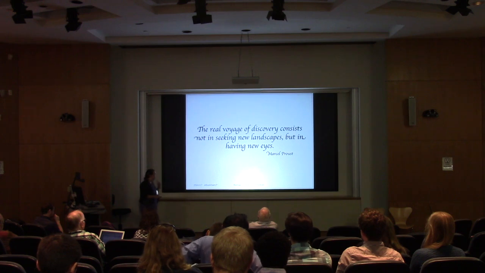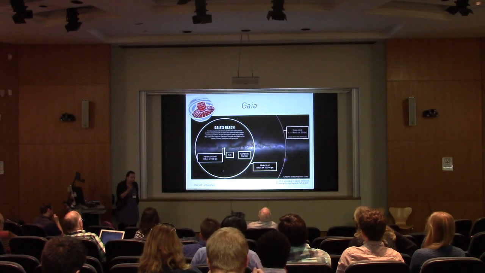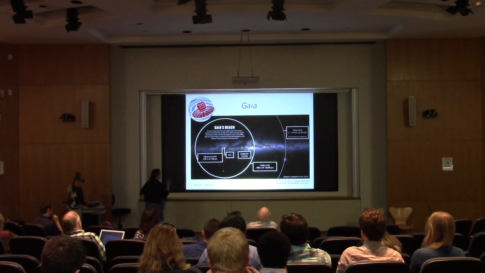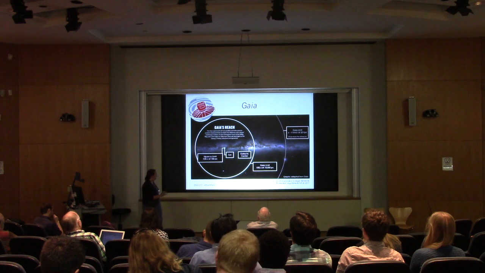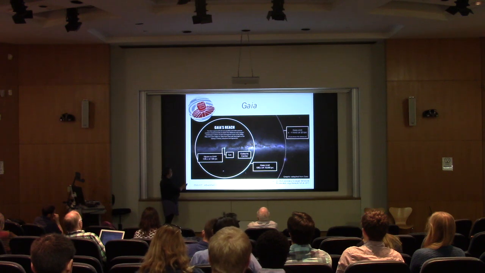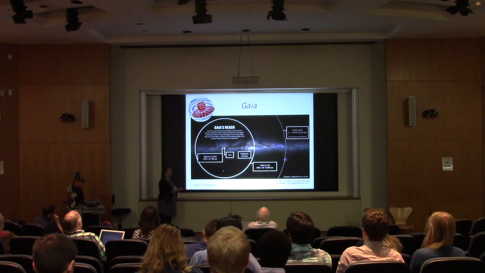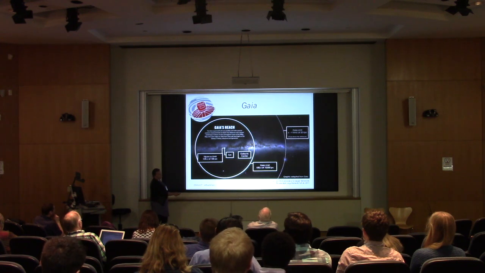So to go to the next part of the talk, which is what I'm doing about this: the real voyage of discovery consists not in seeking new landscapes, but in having new eyes. And the eyes are the eyes of Gaia. Gaia is this wonderful trigonometric parallax mission. It's very complicated, but it's wonderful. You can look here at this tiny circle. This is the 10% parallax limit for Hipparcos, which is 100 parsecs. Tiny. Gaia will get you 10% distances at 10 kiloparsecs, or 10,000 parsecs, which is this circle here.